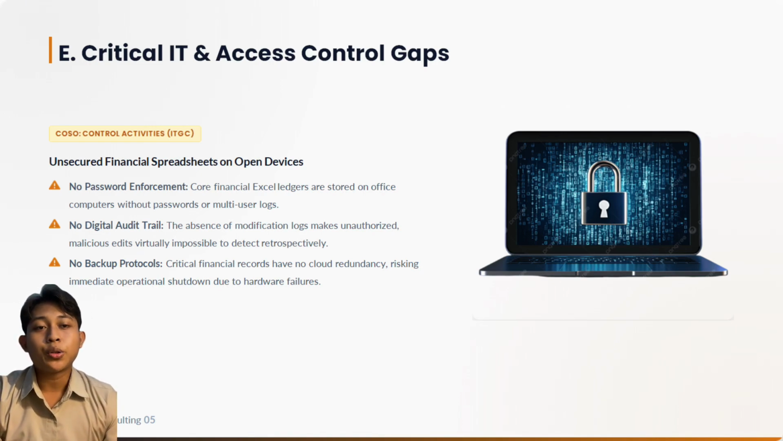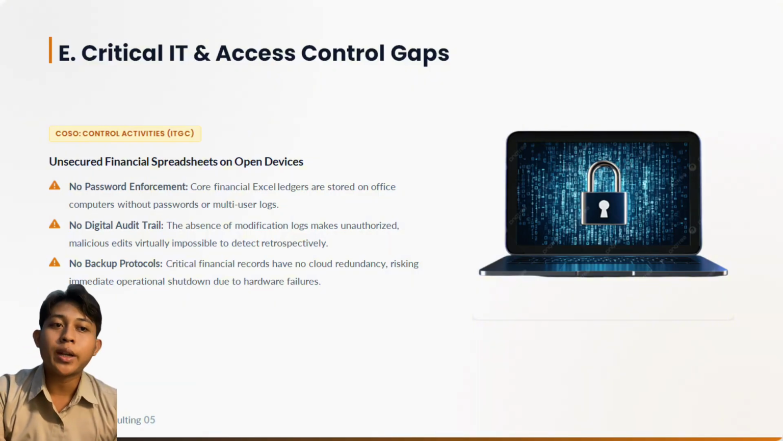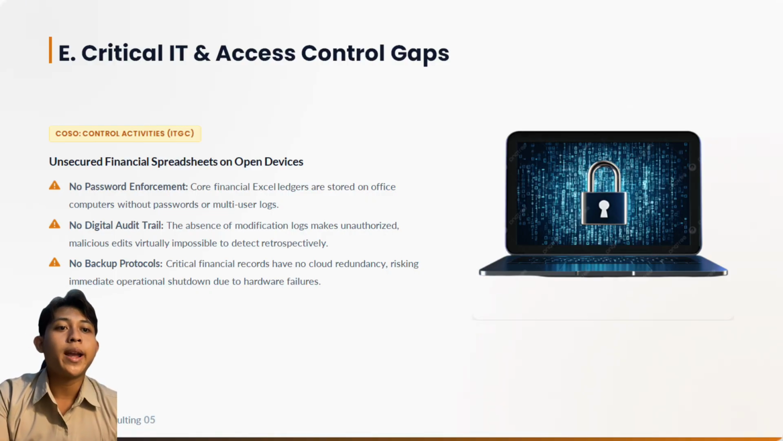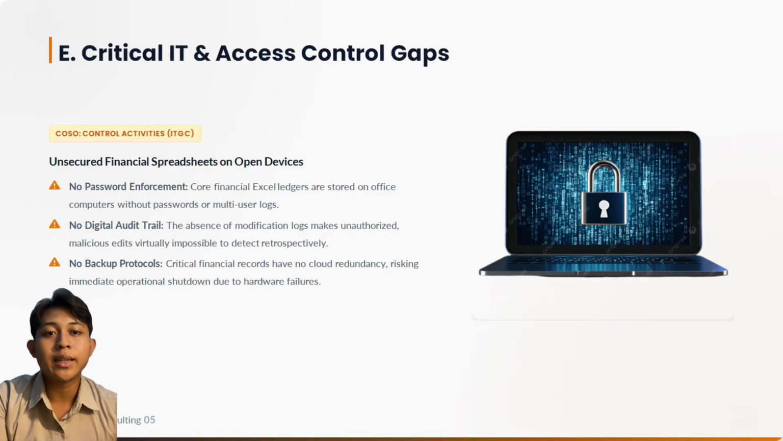Critical IT and access control gaps. The Excel file used to record the entire expenditure cycle is stored on an operational computer that can be freely accessed by anyone without password protection, is never backed up, and lacks a change log. In the modern business era, relying on an open Excel file without data security protection is akin to opening the floodgates for both intentional data manipulation and human error.